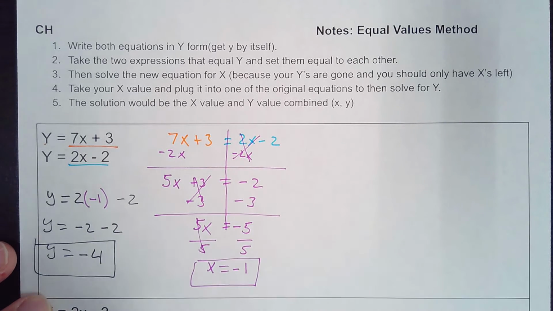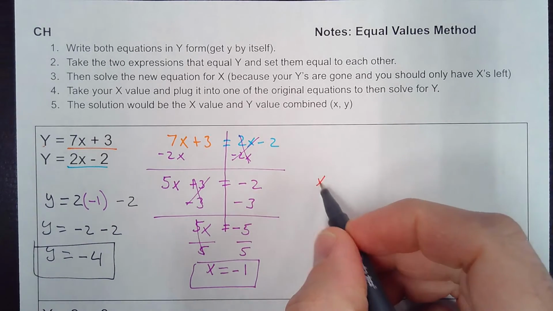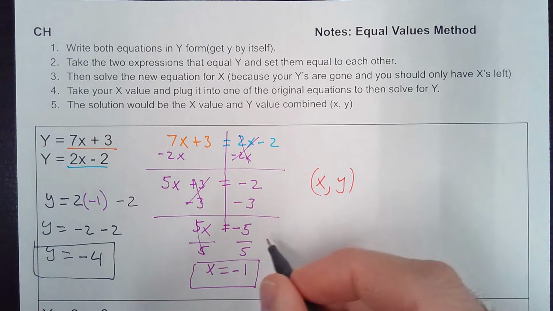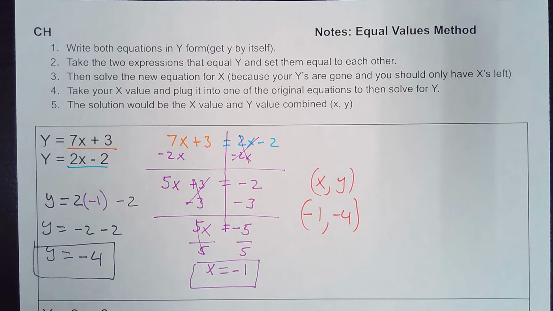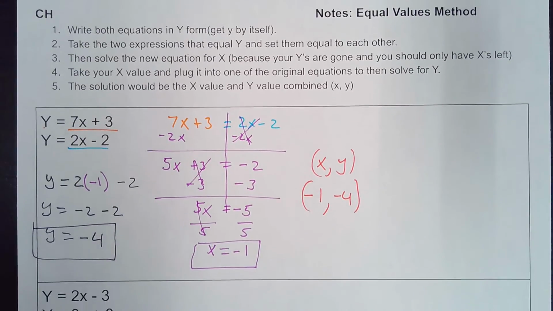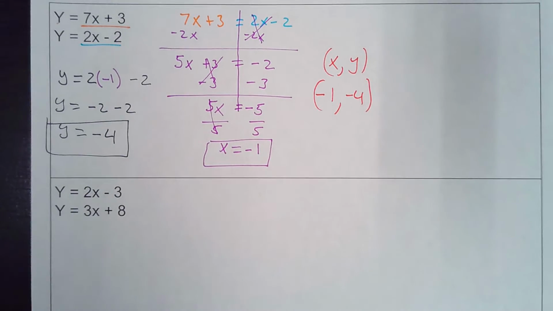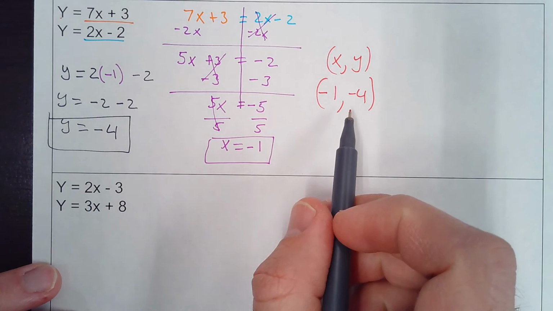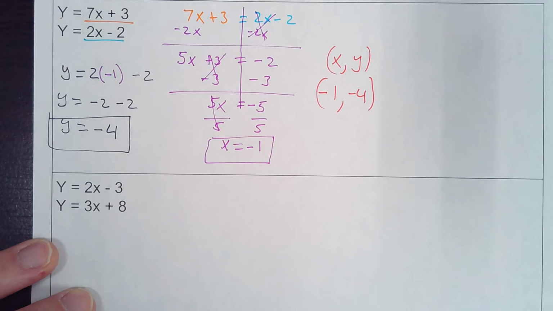Now we write our solution as an ordered pair. So our solution here is going to be, remember, x comma y. So x is negative 1, y negative 4. X comma y. So that's our solution, negative 1, negative 4. And if you watched the previous video, we would call this a one solution. One solution would be the type of solution.